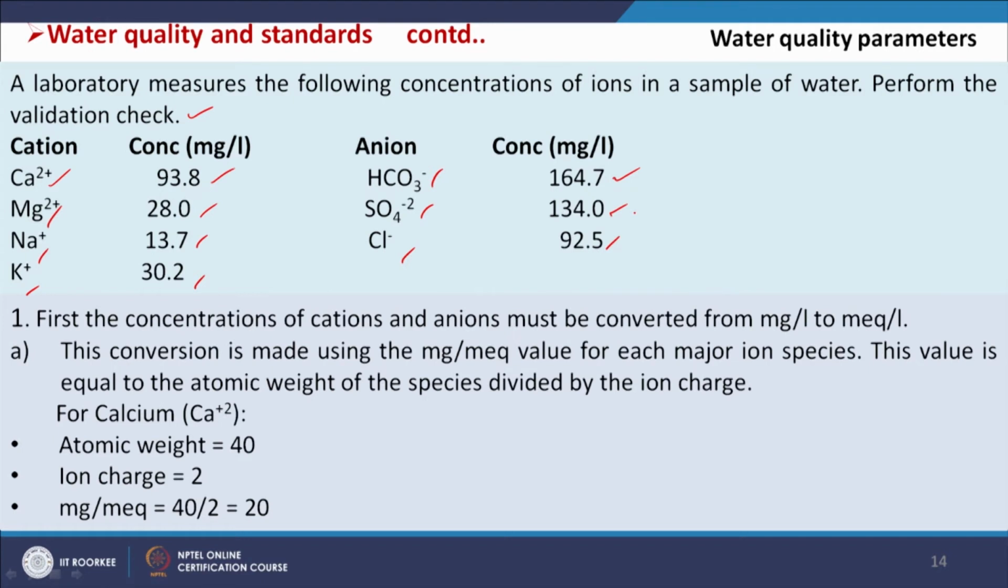Then we have to validate it, that means we have to do the ion balance calculation. So, now let us do it. First, the concentrations of cations and anions must be converted into milliequivalent per liter. For this, let us take one example, calcium. For calcium, atomic weight is equal to 40 and ion charge is equal to 2. So, mg per milliequivalent is equal to 40 by 2, equal to 20, that we know.